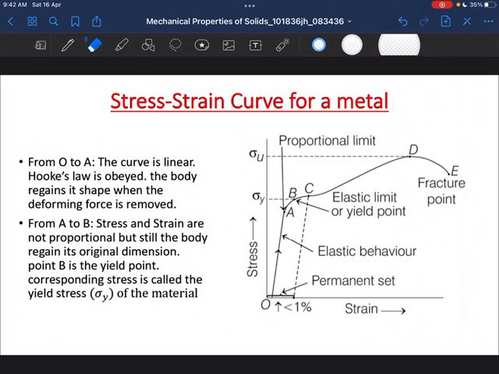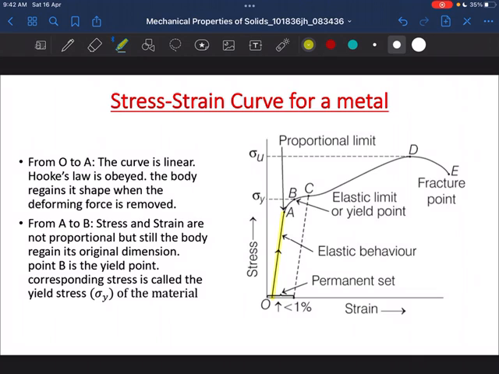Now, what happens? Last class, as we discussed, if you keep on increasing the deforming force, the relation between stress and strain will be directly proportional by Hooke's law. If you see here, starting from here, we have got a linear graph. This one is linear, so they are directly proportional. That's why it is linear from A to B. The curve is linear. Hooke's law is obeyed.